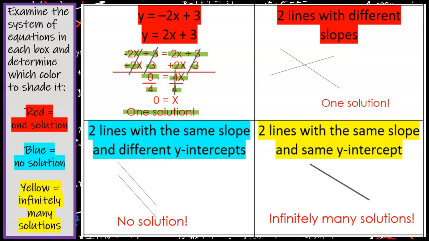All right, so two lines with different slopes. So I just drew an example. So here we have a line with a negative slope, and then I drew us a line with a positive slope. Those would cross in one place. Those would intersect in one place on the graph. So this one is a one solution.